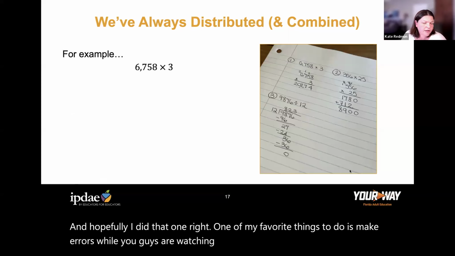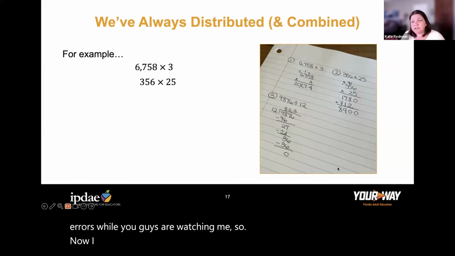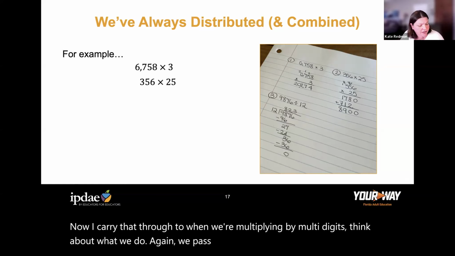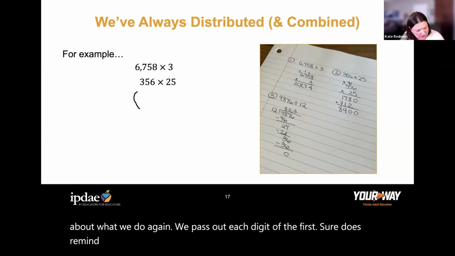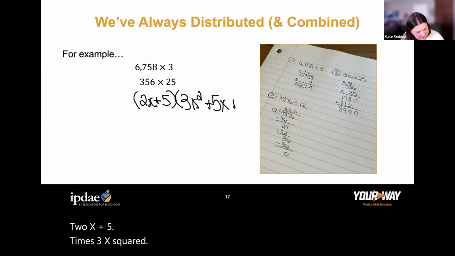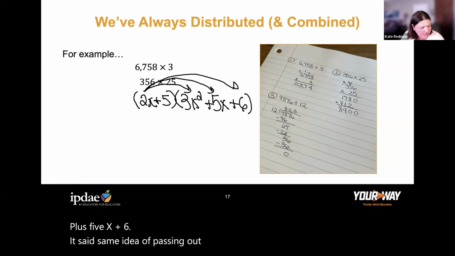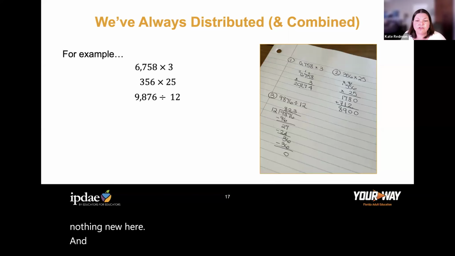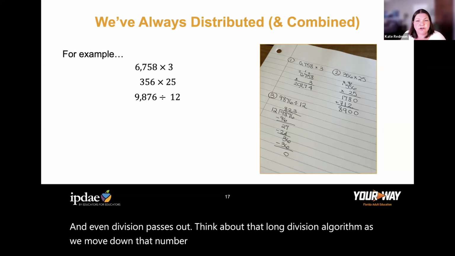So now, I carry that through to when we're multiplying by multi-digits. Think about what we do again. We pass out each digit of the first. Sure does remind me of doing something like 2x plus 5 times 3x squared plus 5x plus 6. It's that same idea of passing out, passing out, passing out. So this is nothing new here. And even division passes out. Think about that long division algorithm as we move down that number. And so we've always distributed or passed out in multiplication and division.